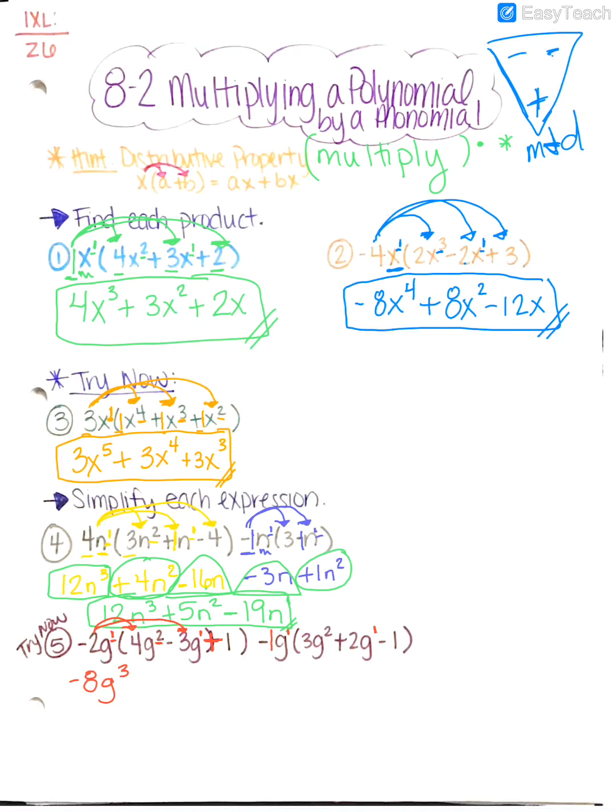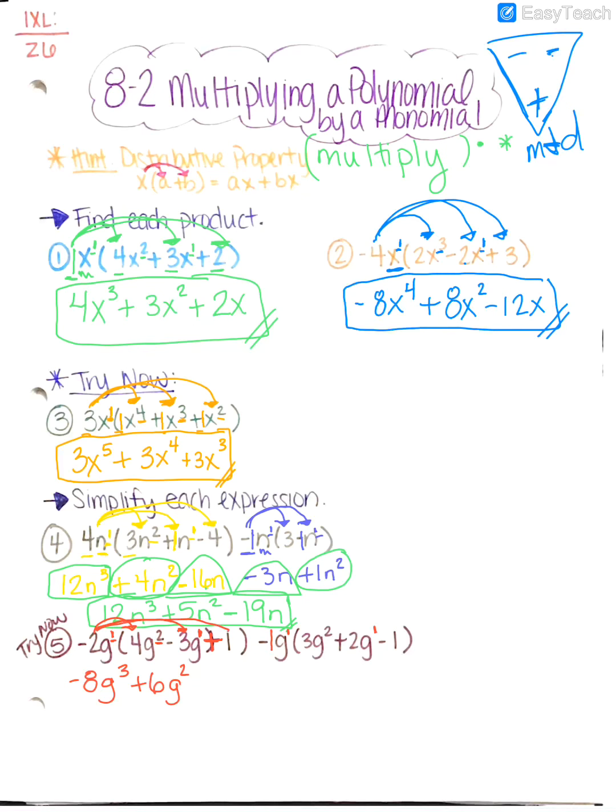Make sure you distribute to everything inside. Negative and a negative gives us a positive. 2 times 3 gives us 6. Again, g raised to the 1 power, g raised to the 1 power. 1 plus 1 gives us 2. So raised to the second power.